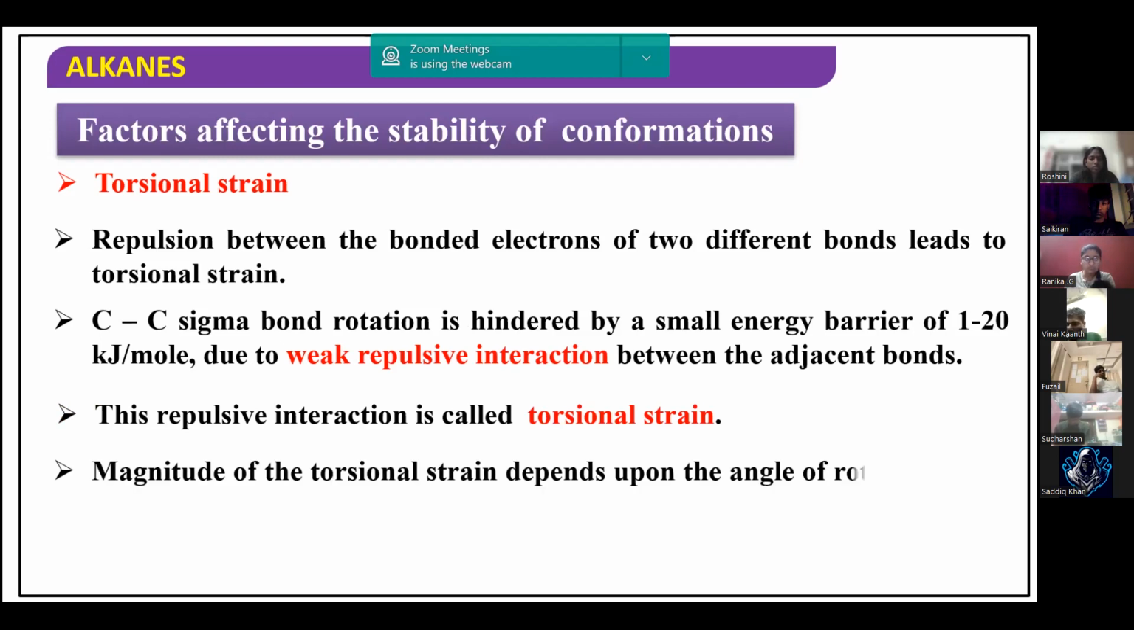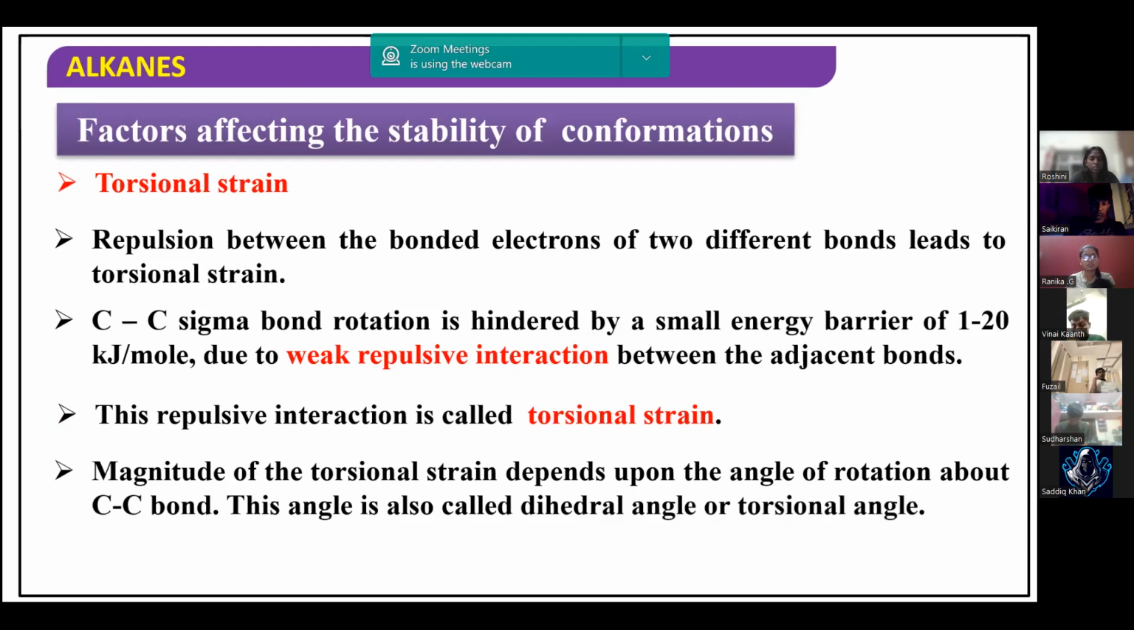The magnitude of the torsional strain depends on the angle of rotation about the carbon-carbon bond. The magnitude of torsional strain is maximum in the case of eclipsed conformation. The magnitude of torsional strain is minimum in the case of staggered conformation. Any doubt in this? What is meant by torsional strain? Has everyone understood this?